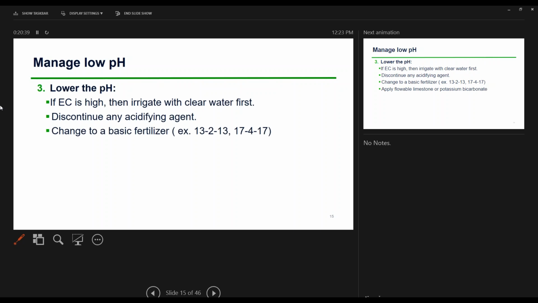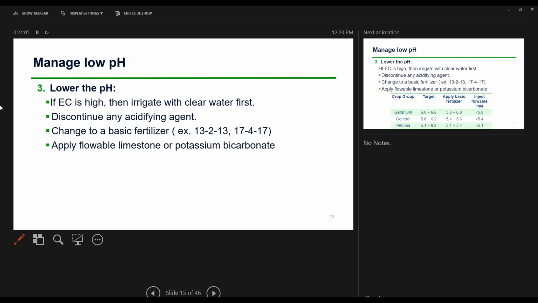You want to start feeding your crop with a basic fertilizer, and two good examples are 13-13, which is one that's used for plugs. So you can use that one. That tends to be low in some of the elements because it's designed for plugs, but it's a very good option. So you would have to ramp up your rate maybe. And then 17-4-17 is also a relatively basic fertilizer. You can also apply flowable limestone or potassium bicarbonate. Many growers find this as a good option.